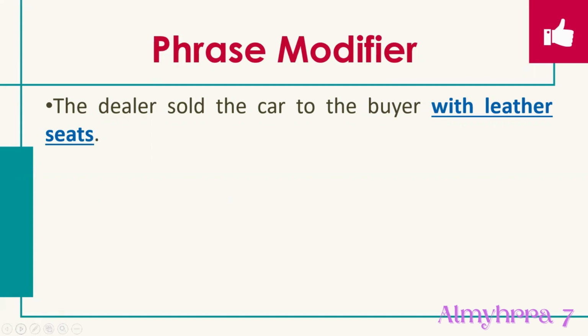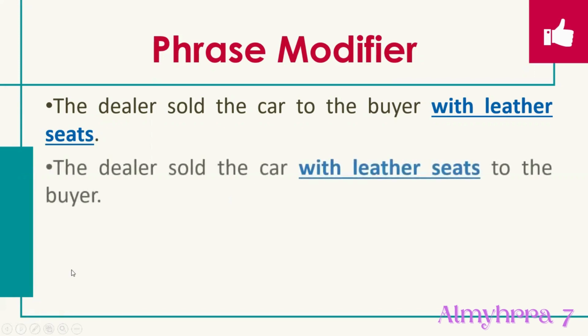So how can we correct that? The dealer sold the car with leather seats to the buyer. So we transfer this prepositional phrase beside the word it modifies. The modifier should be placed beside the word it modifies to refrain from confusion.